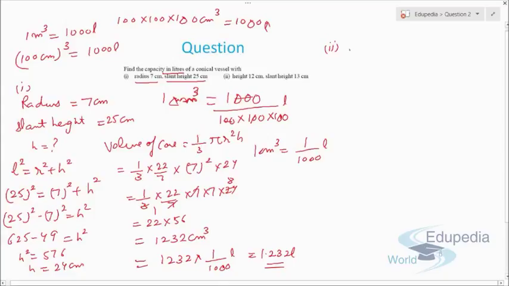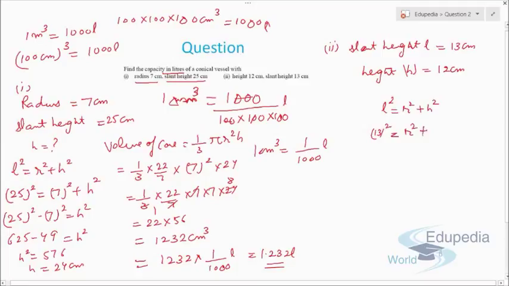So it's given slant height, which is L, equals 13 centimeter, right? And height, which is H, is given to be 12 centimeter, right? Now we need the radius, so we can use the Pythagoras theorem again. So we can write L square equals R square plus H square, right? So 13 square minus 12 square equals R square. So this will be 169 minus 144 equals R square. So R square is 25. So R is 5 centimeter, right? So we have radius as 5 centimeter.